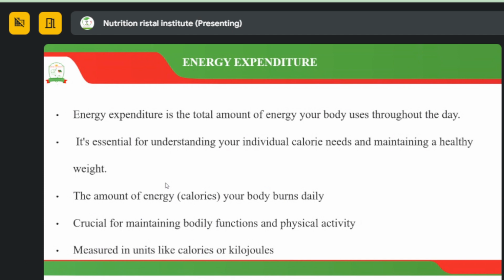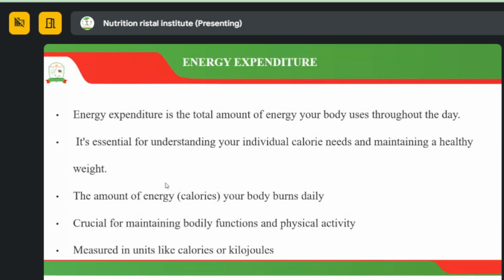This caloric value really depends on your physical activity and many other factors, like maybe age and sex or gender. And so this energy expenditure is also very crucial for maintaining bodily functions and physical activity. How do you know how much energy you need for this functioning? If you're an athlete, you definitely have to go on a high calorie intake. If you're just someone who is sedentary, you just need what is enough for you.